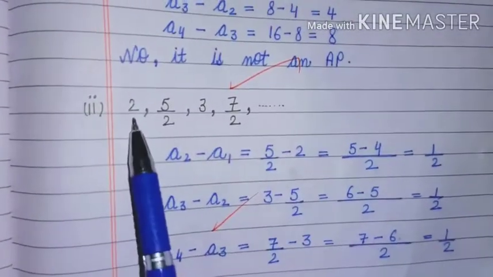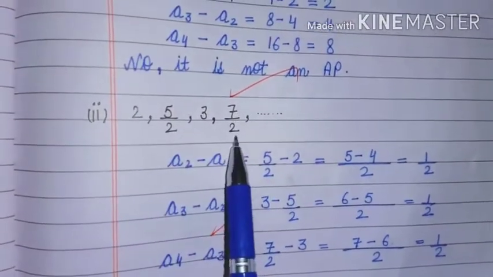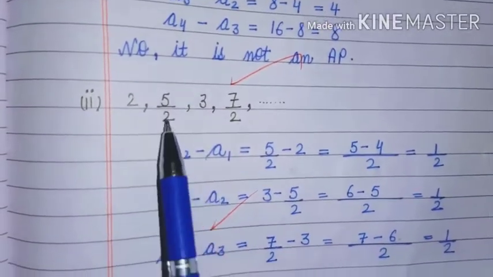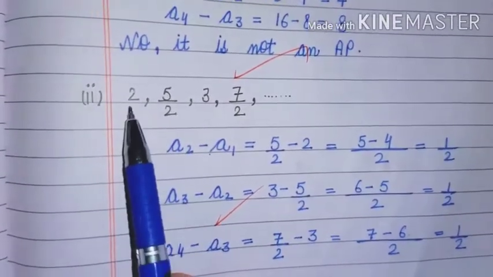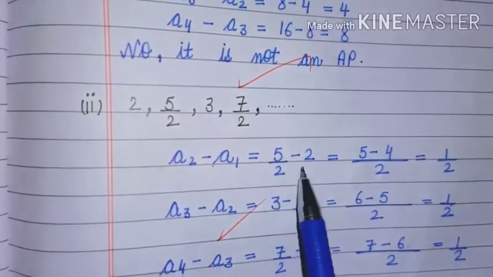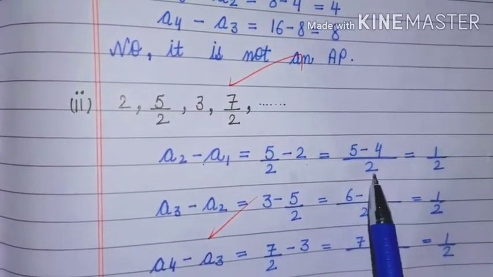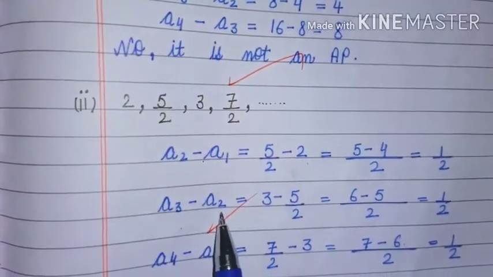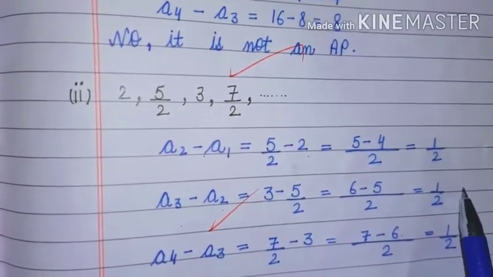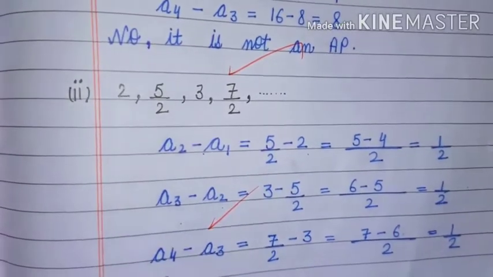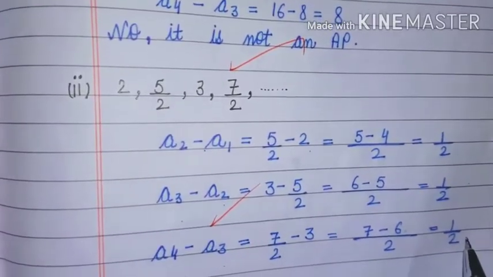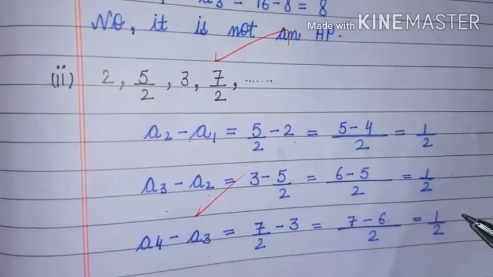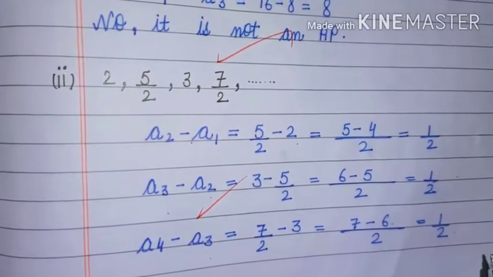Now the second part is 2, 5 by 2, 3, 7 by 2. So first we will find the value of D, A2 minus A1. Here beta A2 is 5 by 2 and A1 is 2. So we will solve 5 by 2 minus 2. We will take LCM and you will get 1 by 2. Another D we will find, A3 minus A2. After solving, again you will get 1 by 2. Third one also, A4 minus A3, then you will get 1 by 2. It means in each case the common difference is same. It means this is AP.